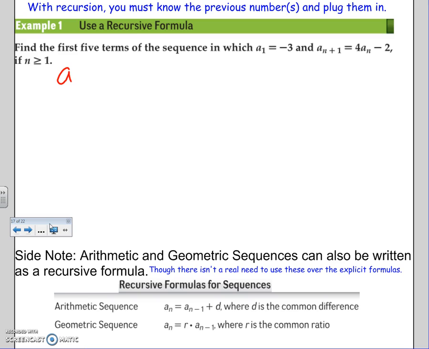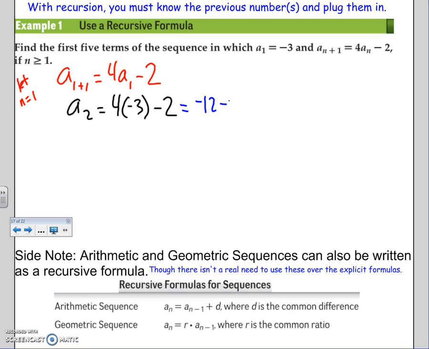So to get a sub 2, we're going to let n equals 1. Well, that means I plug into the formula. It'll be 1 plus 1 equals 4 times a sub 1 minus 2. So this means a sub 2 equals 4 times a sub 1, which they gave us as negative 3, minus 2, which if I compute, that is negative 12 minus 2, which is negative 14. So we found the second term.